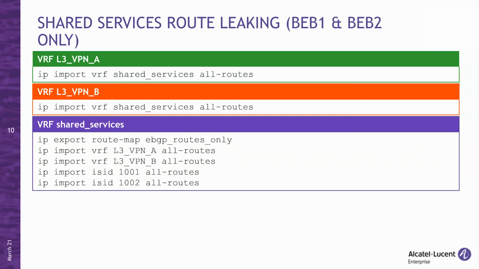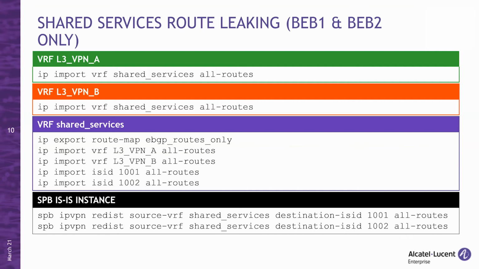The next two statements import all local connected routes from the two L3 VPNs, and then the bottom two statements import the far-end routes from the SPB-ISIS instance. You may start to realize, if you're familiar with MPLS, that the ISID is used in a somewhat similar way to the way the route target is in multiprotocol BGP. Then the last part is redistributing routes from the shared services VRF into the SPB-ISIS instance and ISIDs associated to the L3 VPNs so that the other BEBs which are not running BGP can also use them.